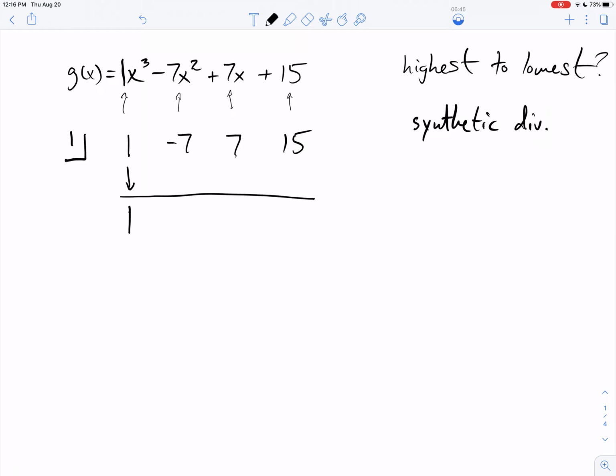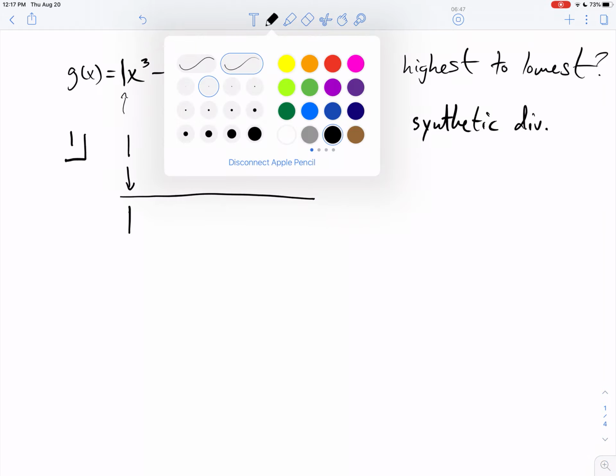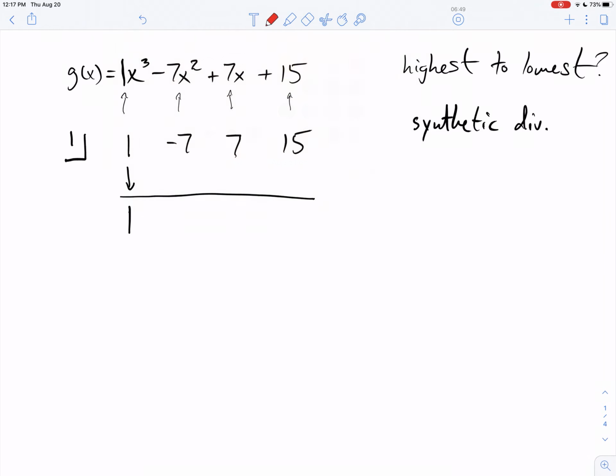I am going to take this number here, this shelf number. I'm going to multiply it by my first number. So I go 1 times 1. What do I get for an answer there? I write it right here. It's 1. Add down. What is -7 plus 1? It is -6. Multiply 1 times -6. -6. Add down, it's a 1. 1 times 1 is 1. Add down, I get 16.